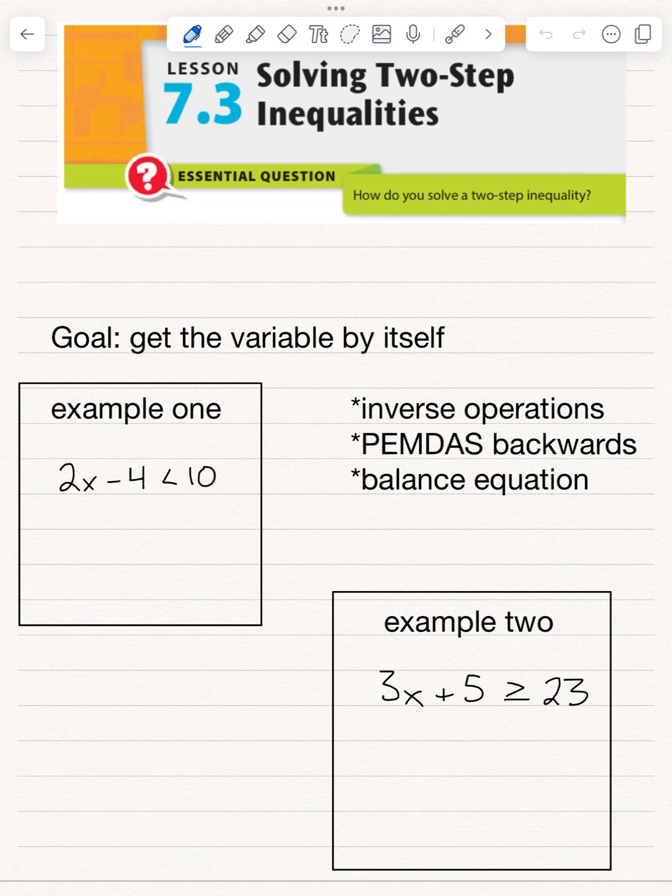Now, just like solving two-step equations, our goal is to get the variable by itself. We're going to undo everything that's by the variable by using inverse operations. And to decide the order of what to undo, we're going to use PEMDAS backwards. And always remember, what we do to one side, we have to do to the other side. We have to balance the equation.